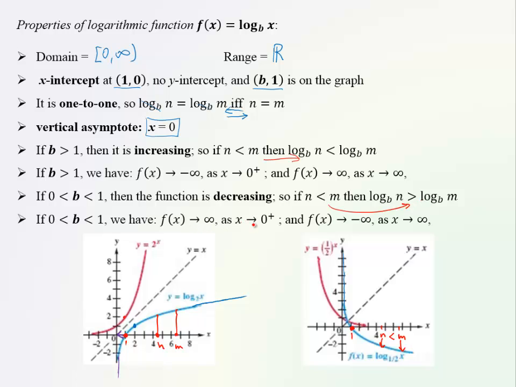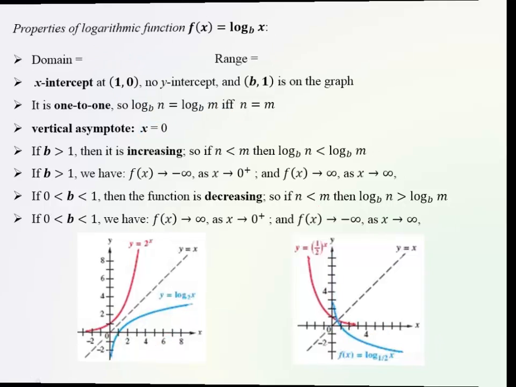And a similar feature as before: as soon as we approach 0 from the positive side, what's going on with the graph? It's running away towards positive infinity. So we have f of x goes towards infinity as long as x is approaching 0 from the positive side. Also, if x is approaching infinity, then the graph is approaching negative infinity, going down.